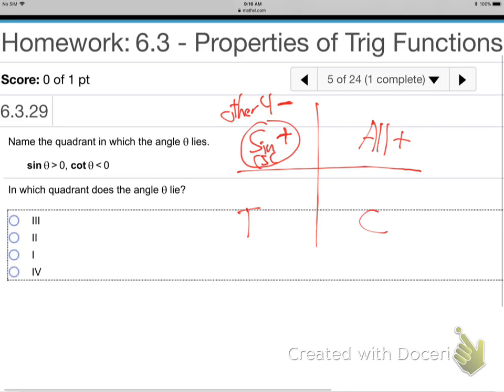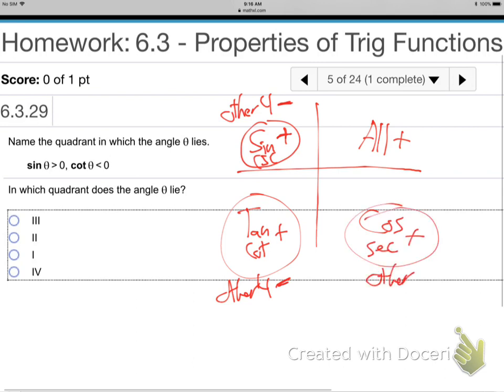When we say all students take calculus, we're saying which ones are positive, so the other ones are all negative. Sine and its upside down are positive in the second quadrant. In the third quadrant, the T stands for tangent, and tangent and its upside down are positive. The other 4 are negative. In the fourth, cosine and its upside down, secant, are positive. The other 4 are negative. So that's a quick, easy way to know the signs of the different trig functions in the different quadrants. We good?